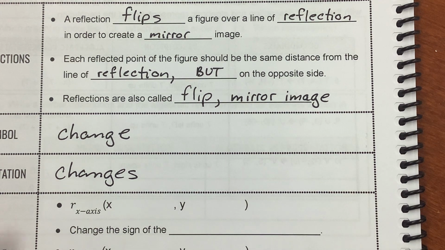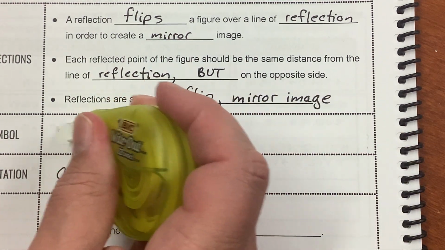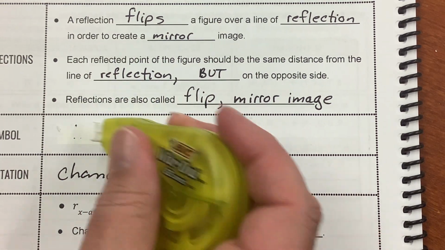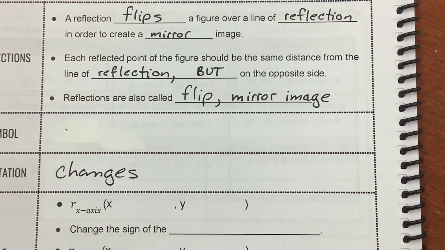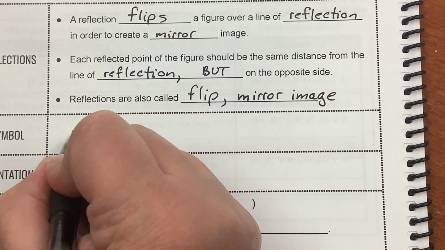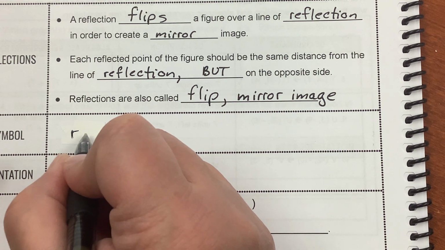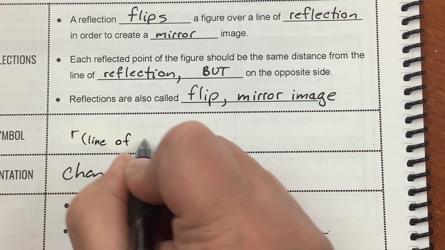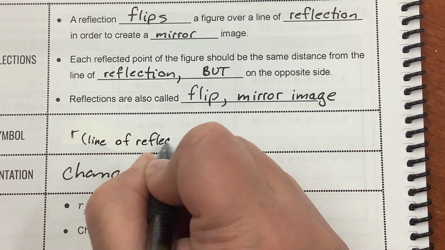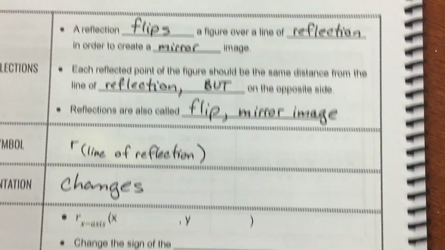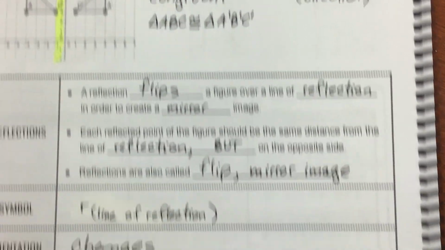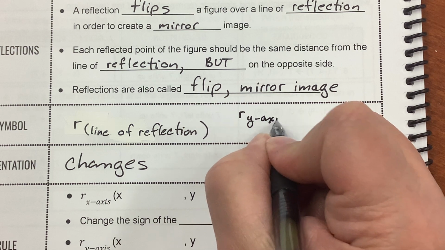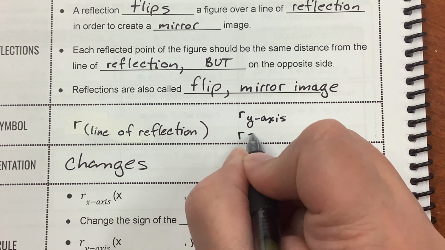But what's the symbol? The symbol is making a mess, Bono. Come on, whiteout work. There we go. Lots of good whiteout. The symbol is a little r, and then they'll usually write the line of reflection down here. So in our case, up here, we flipped over the y-axis. So that would be a little r, and then y-axis. You can also, little r, the x-axis.